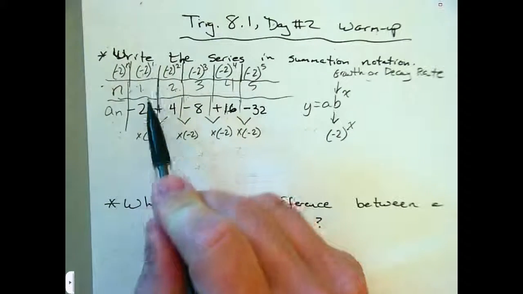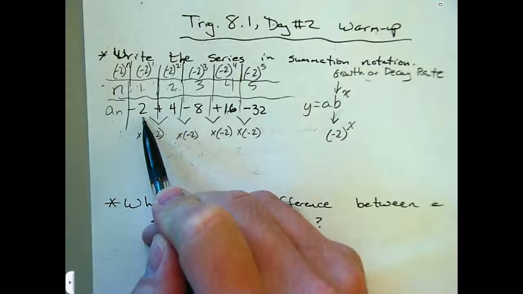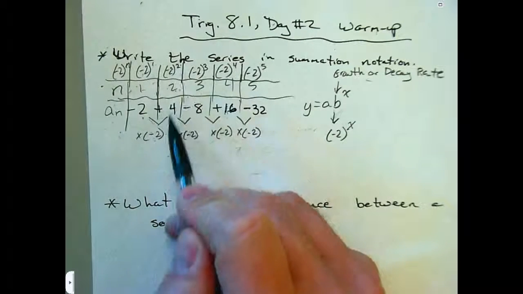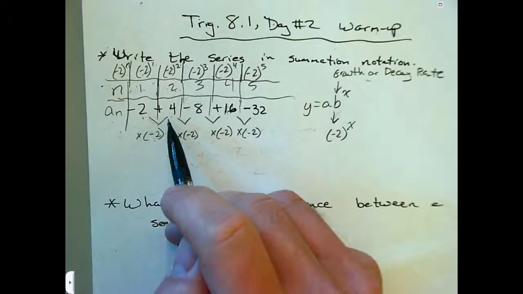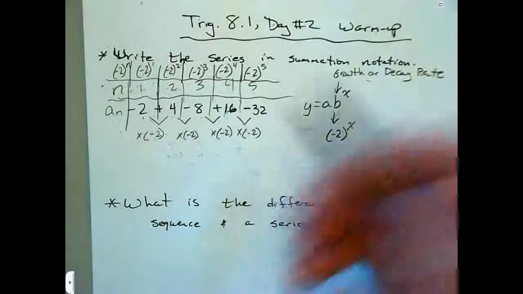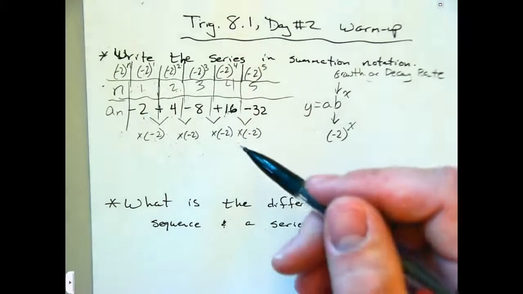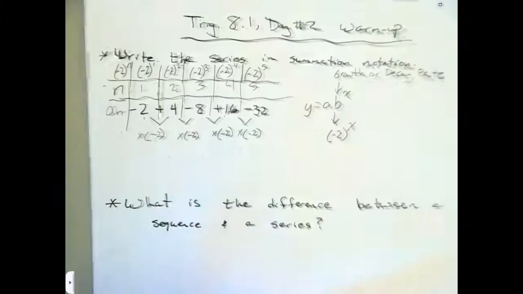I plugged it in. Let's see, does negative 2 to the first equal negative 2? Yeah. Does negative 2 to the second equal 4? Negative 2 times negative 2 is 4. Negative 2 to the third, negative 8? Yeah. So it seemed to work here. It won't always work. If it doesn't work from there, then we do another step. I'm trying to give you guidelines.